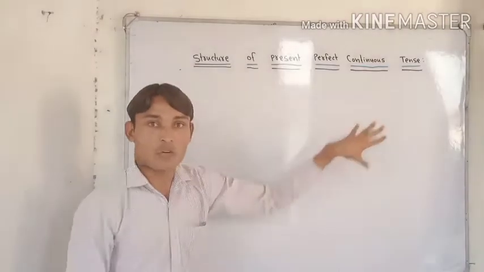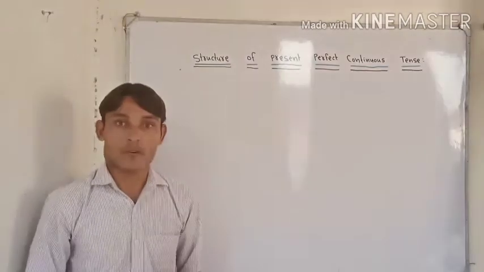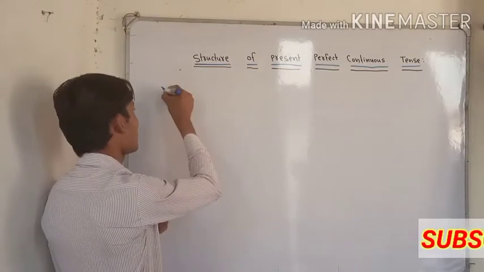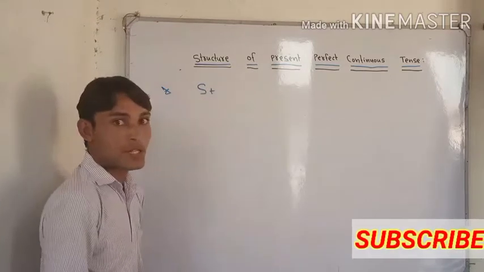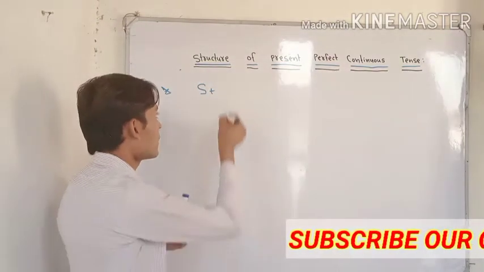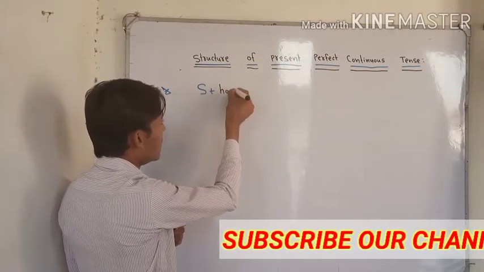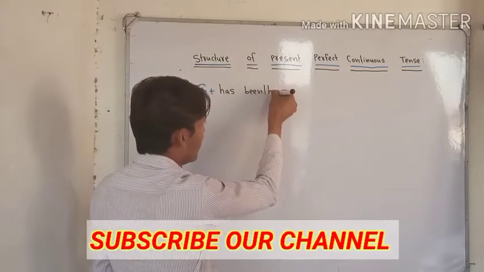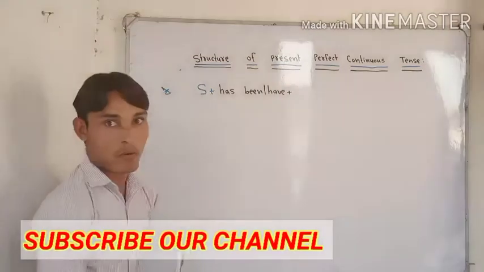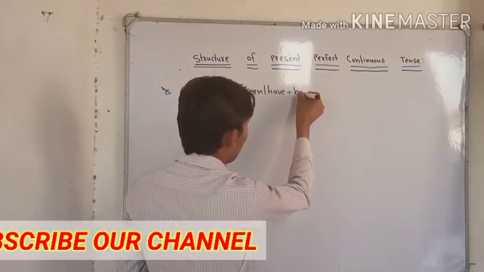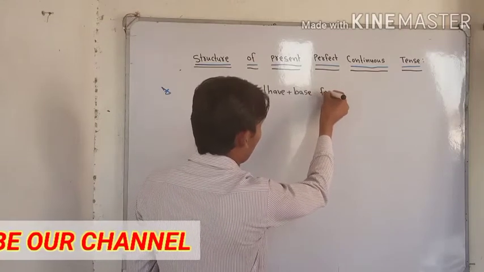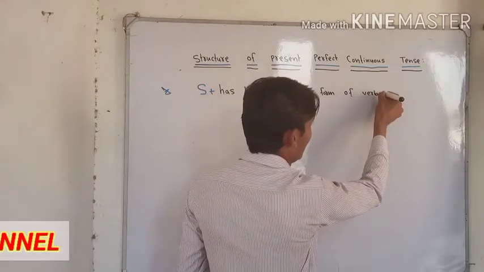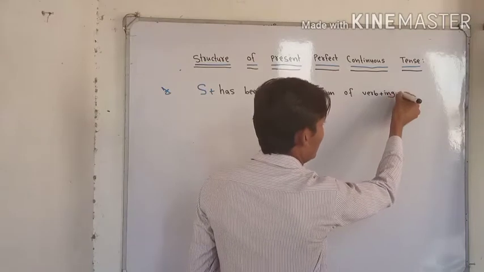As we know, when you want to make a statement in present perfect continuous tense, first of all we need a subject, and then the subject is followed by has been or have been, plus the base form of the verb, plus ing, plus complement.